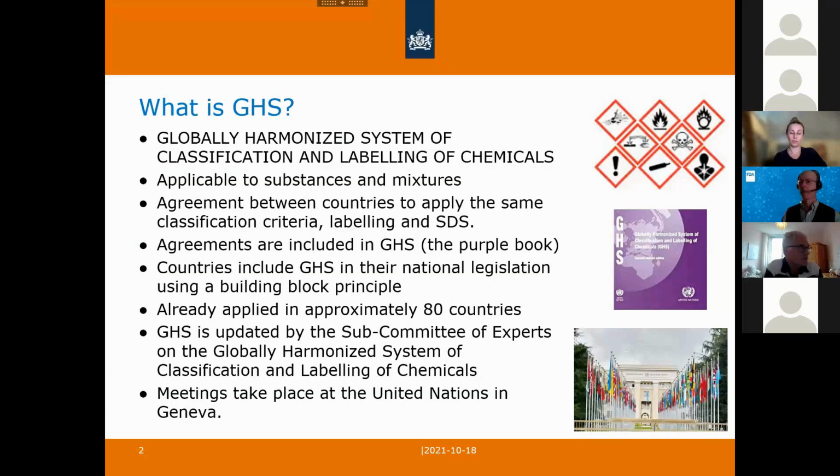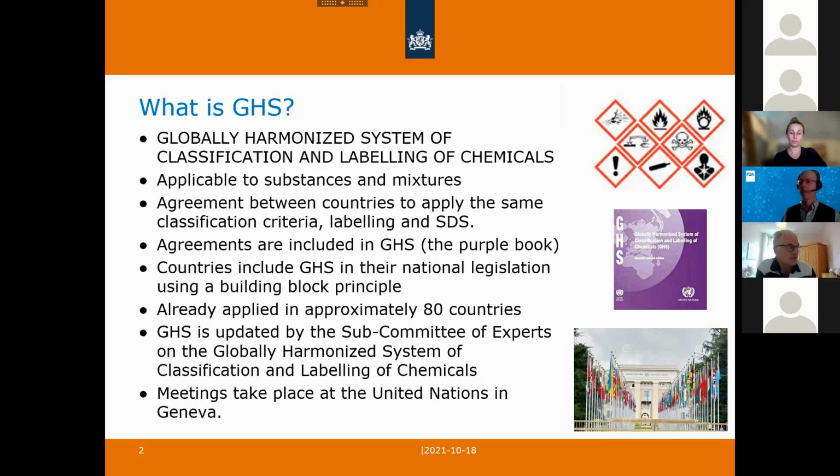Now, first, what is GHS? GHS is the globally harmonized system for classification and labeling of chemicals. And with chemicals, we mean substances and mixtures. And the goal is to have the same information on the label of every substance and chemical overall over the world. So it's an agreement between countries to apply the same criteria, labeling, safety data sheets everywhere. And those agreements are included in the GHS, which is in practice the purple book you see here.